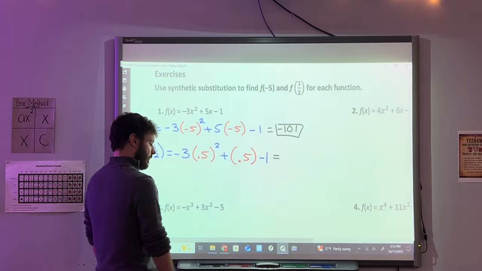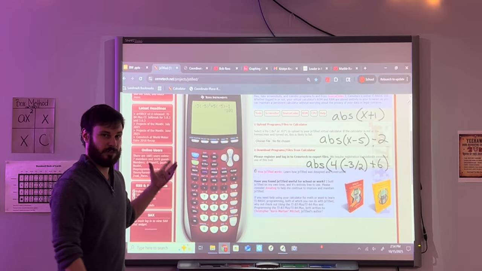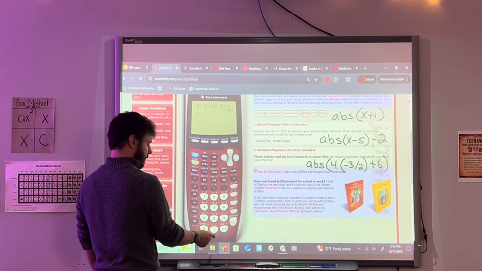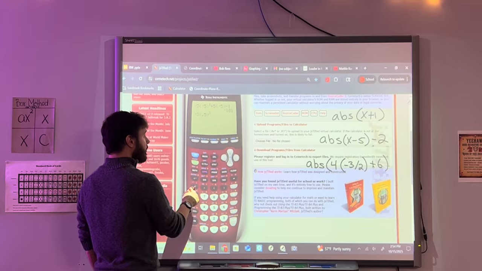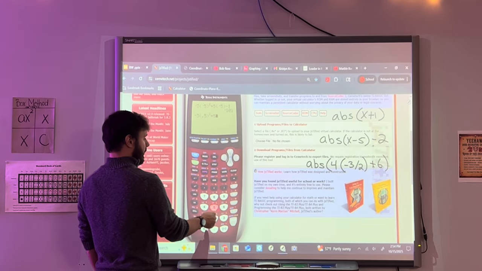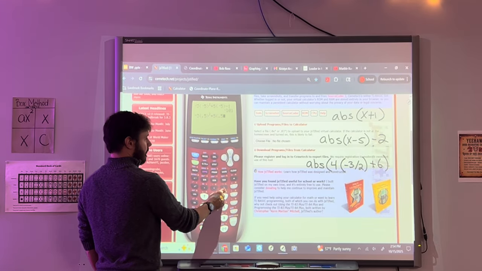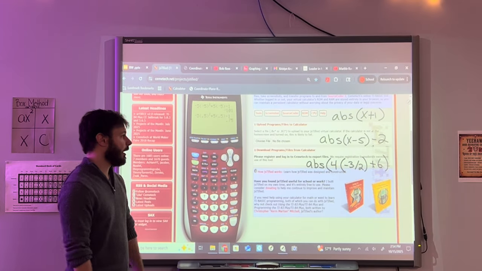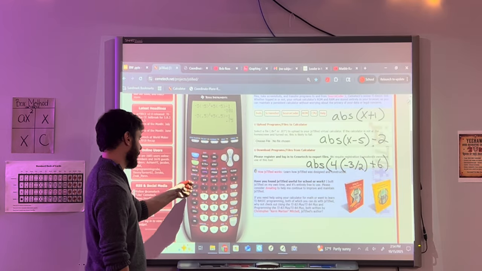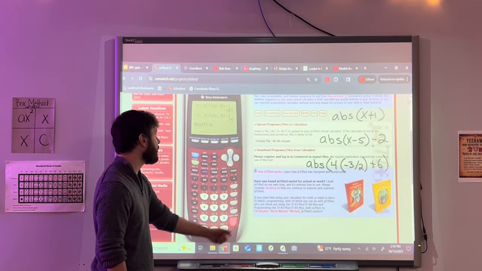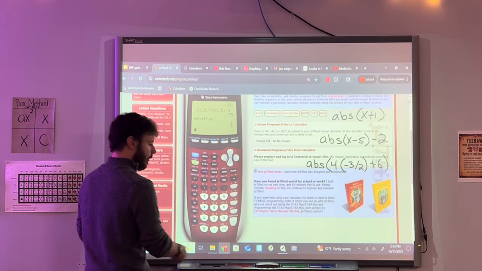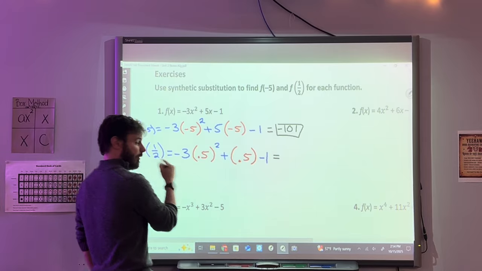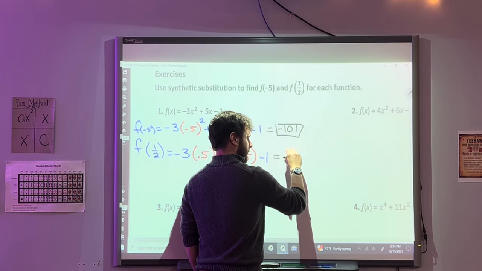Okay. I'm gonna go back to my calculator, and actually it's nice because it's there now. So I'm gonna do -3, and instead of -5, I'm gonna have 0.5. Close it, square it, plus 5, parenthesis, 0.5. Close it, -1. And that is 0.75. If I wanted to, I could hit math, enter, enter, and I could see that that is 3/4. So when f is defined by a half, that's going to equal 3/4.